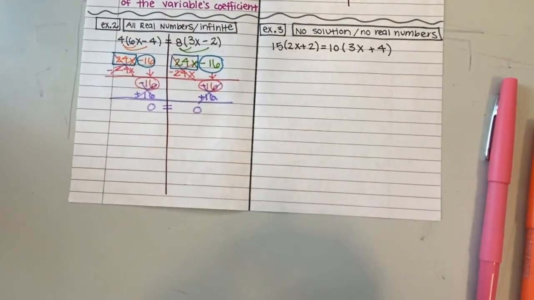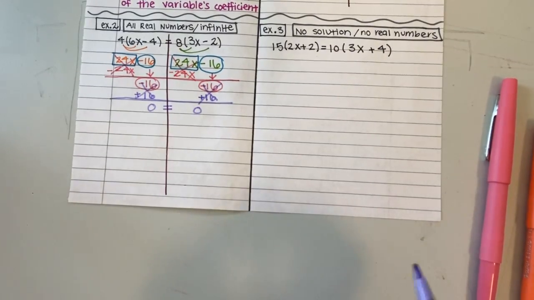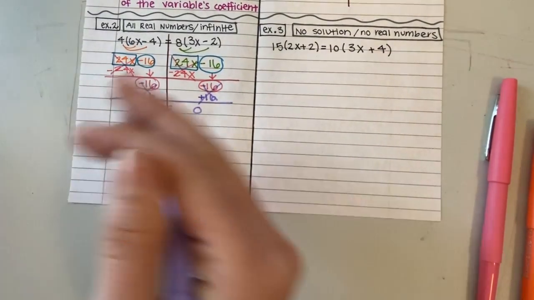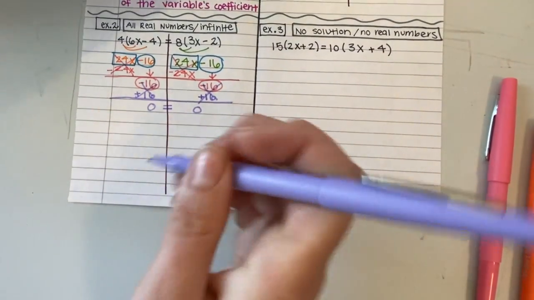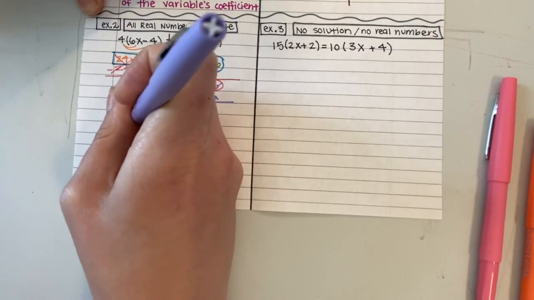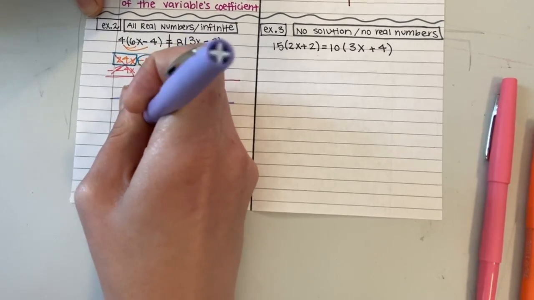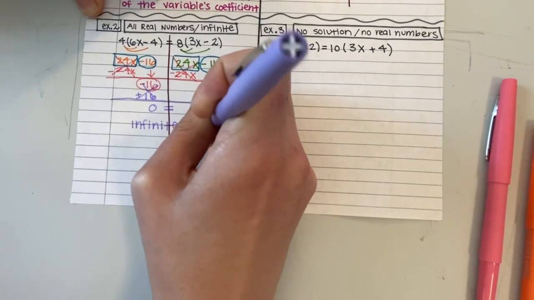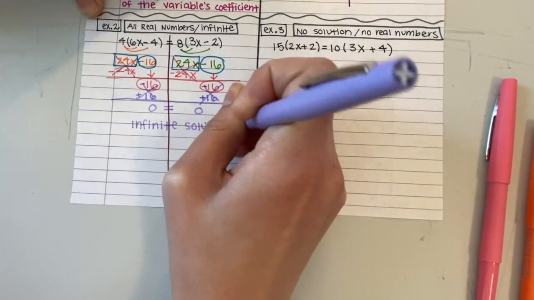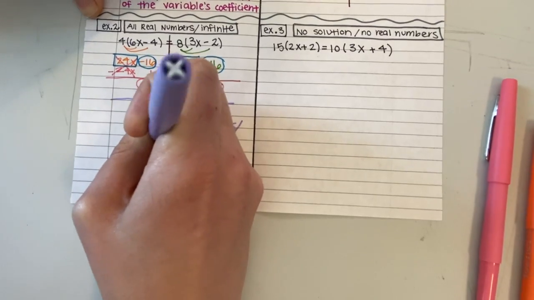When you are given 0 equals 0, so just a fact that will always be true, in this circumstance, your answer is infinite solutions, or you might see all real numbers. They mean the exact same thing.